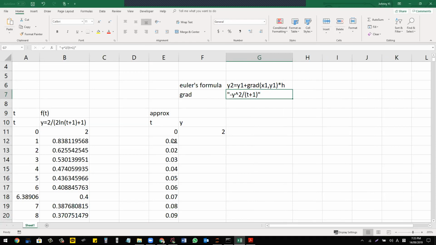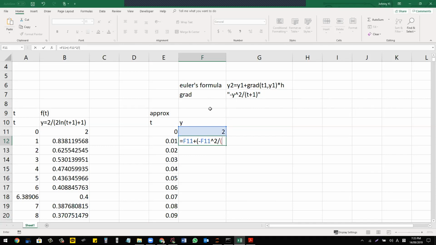So how do I figure out the y value when t equals, in this case it's t. So this is my previous y, plus the gradient. The gradient is given by this one here. It's going to be negative of the y squared, this one squared, and then over t plus 1, which is, of course, the previous t, plus 1, and then times by the step, which is always 0.01.